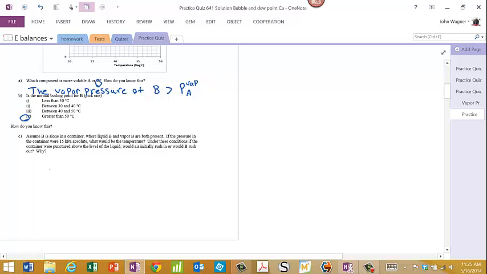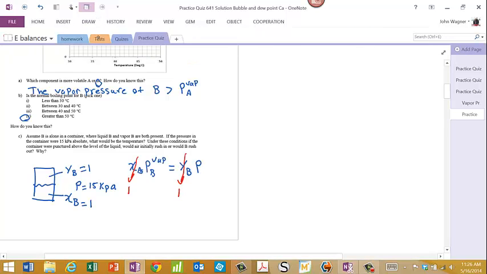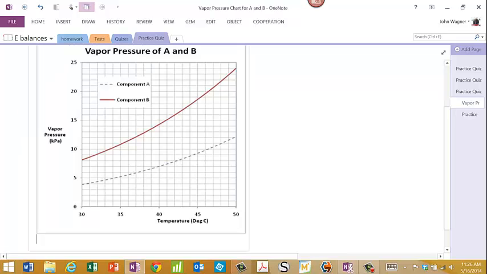In the next question, we've got B alone in a container, where we know the pressure, and we're asked, what is the temperature? Well, since B is in both the liquid and the vapor phase, we can write Raoult's law for that. So the vapor pressure is just equal to the total pressure. So with a vapor pressure of B, we can go up and find the temperature for B. It's about 41 degrees Celsius.